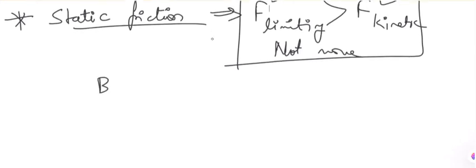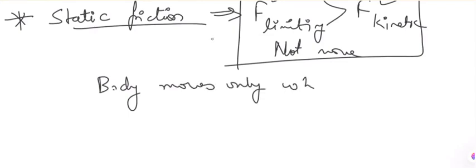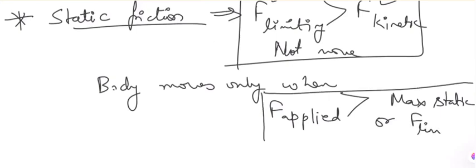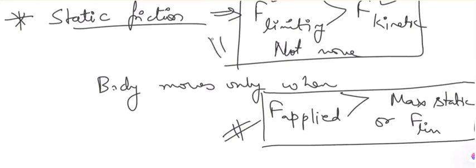Okay. When does the body move? So the body moves only when F applied is greater than maximum static or F limiting. Now you understood? Yes, ma'am. Any doubts? No, ma'am. This is a hashtag. You should note it down. In exam, it will help you out.